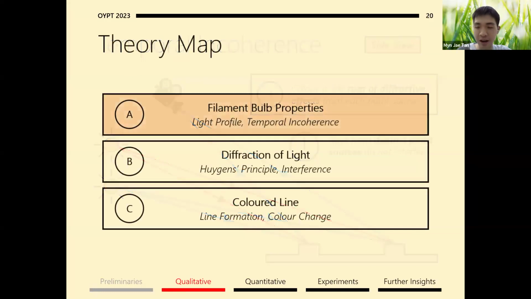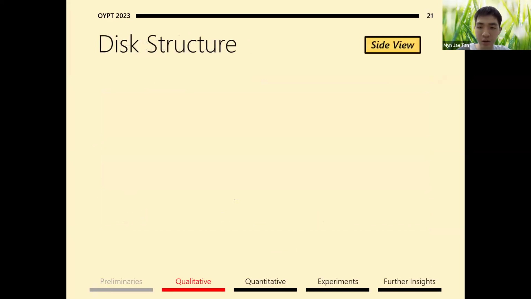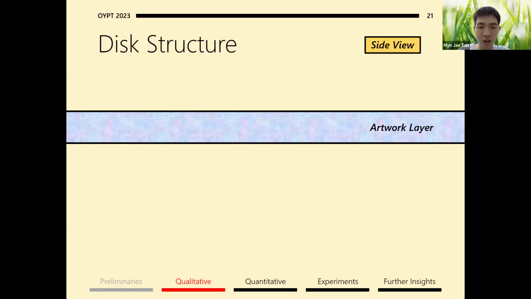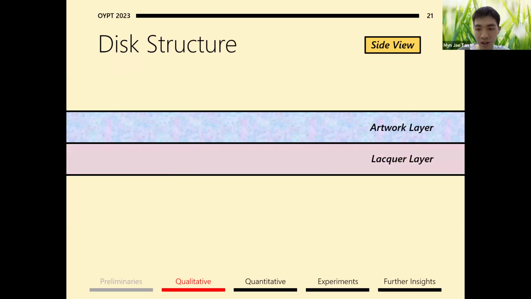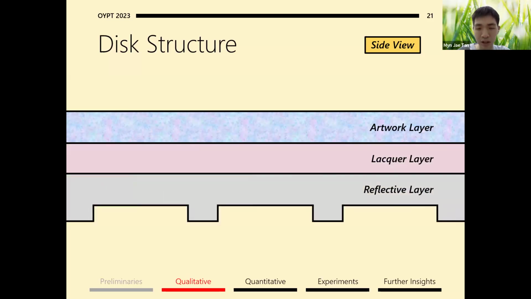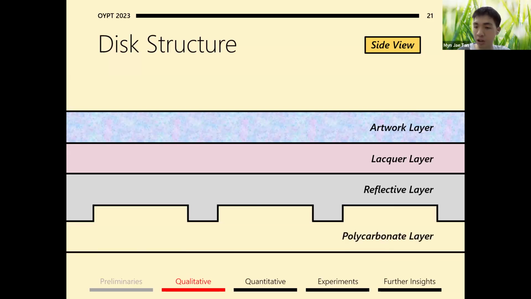Next I'll be talking about the main reason why this phenomenon occurs. If you look at the disc from the side view, it consists of an outward layer, a lacquer layer, a reflective layer, which is usually made of aluminum that reflects the incident light, as well as a polycarbonate layer, which is a protective layer. In an optical disc, there are actually pits and lands, which are labeled as shown here.